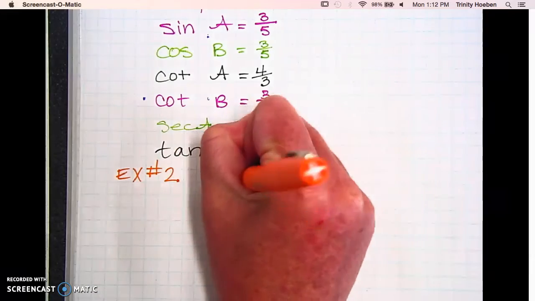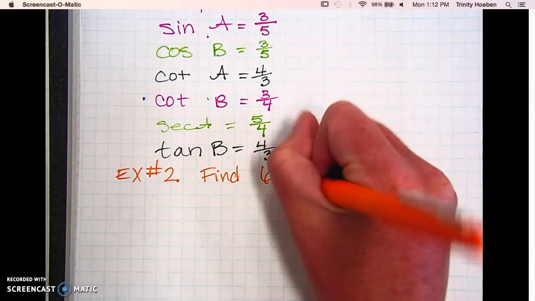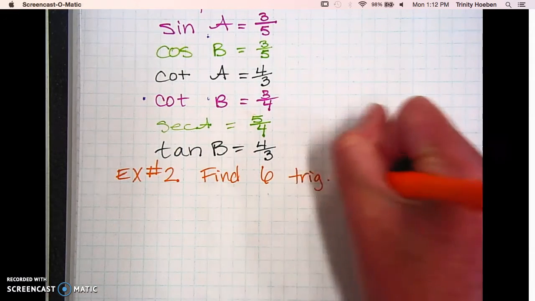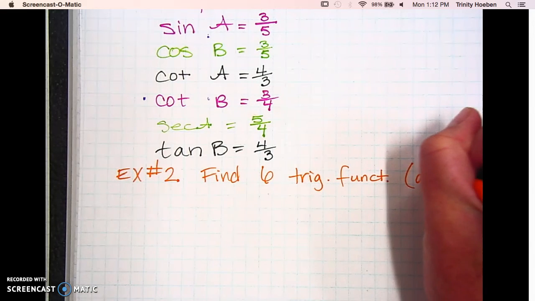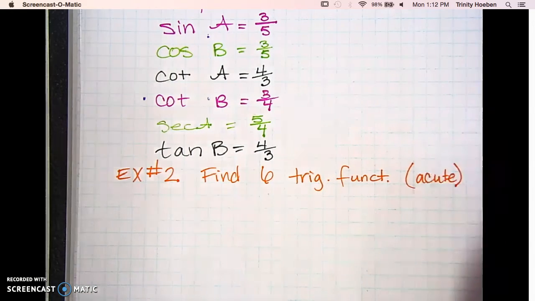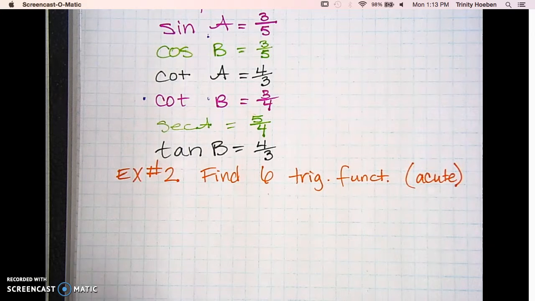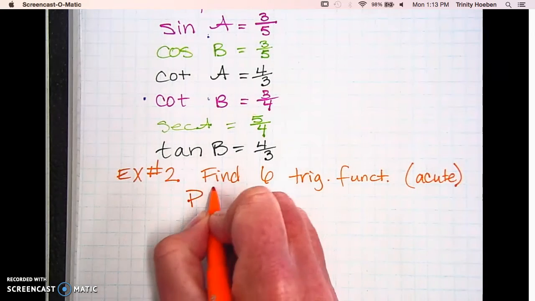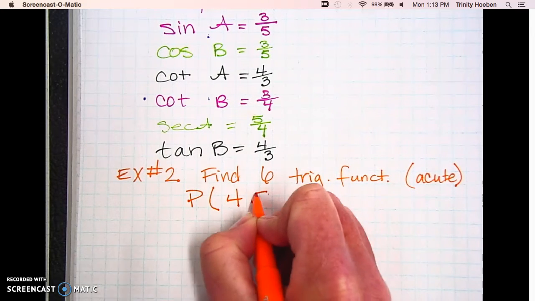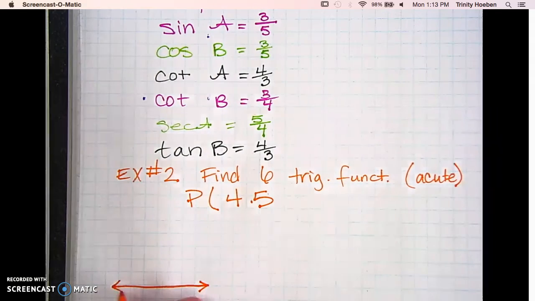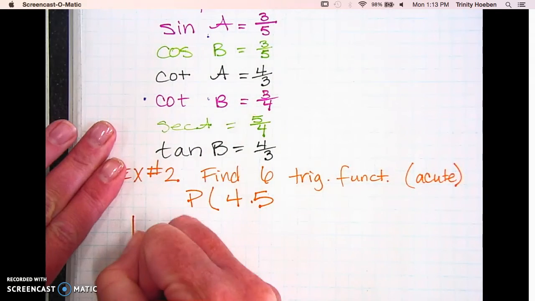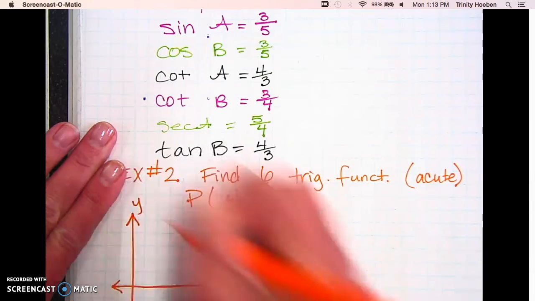We're going to find all 6 trig functions, and it's usually going to mention that they're acute, given just a point. So the point is at 4, 5. Start by drawing your x and y axis, focus mainly just on that quadrant 1.